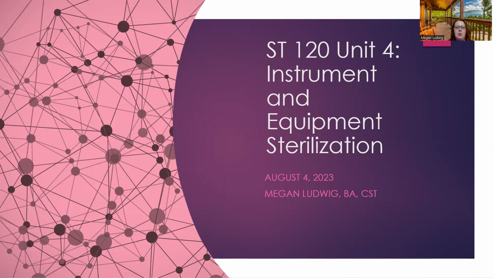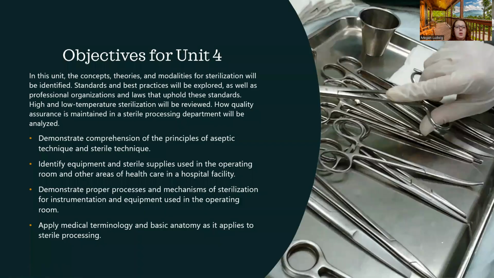Today we're going to be talking about instrument and equipment sterilization and all that goes into that. So let's see here. What are our objectives for this week? We're going to talk about the difference between high and low temperature sterilization and how we're going to monitor that for quality assurance. Always demonstrating principles of asepsis and talking about the different equipment that you're going to need to do this type of sterilization.